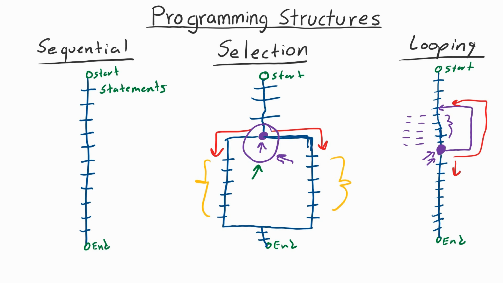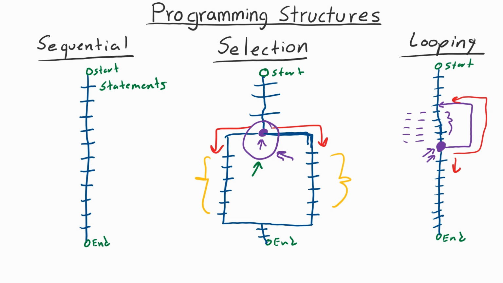Alright, so in the next coming videos, we're going to spend a little bit of time on sequential. Then we'll talk about selection. In particular, what exactly do we do with this purple decision? And then we'll go to looping. And then, of course, we'll see how we actually code these things.